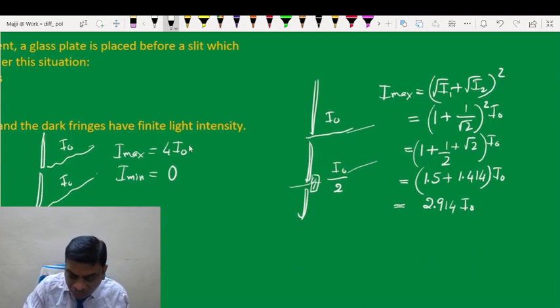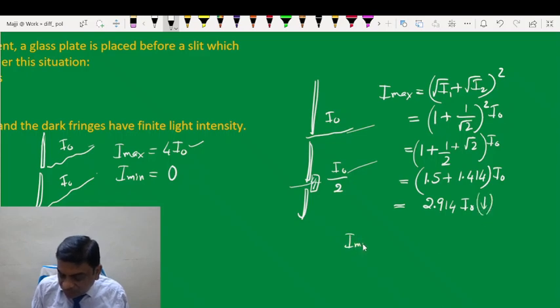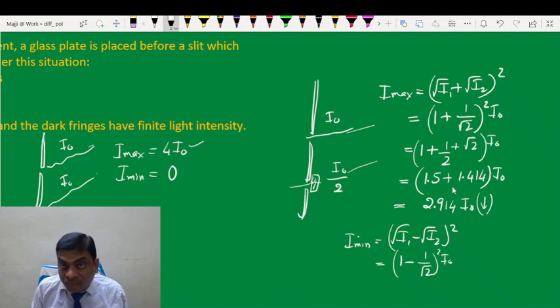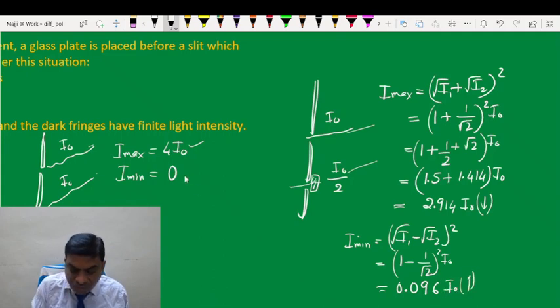Whereas here it was 4 I naught. So certainly the maximum intensity has reduced. Similarly, minimum intensity, you know the formula is under root I1 minus under root I2, whole square. So this will be 1 minus 1 by root 2, whole square, into I naught. So it will be 1.5 minus 1.4, and approximately it is 0.096 I naught. So it has increased because initially it was 0.